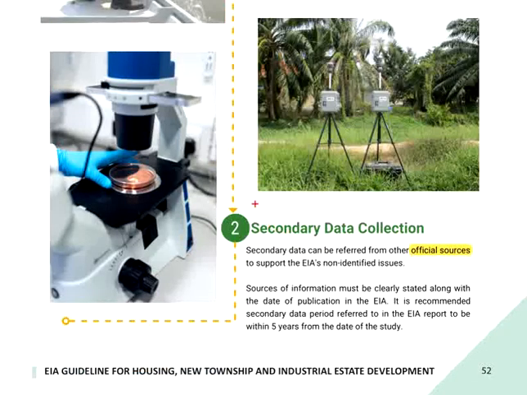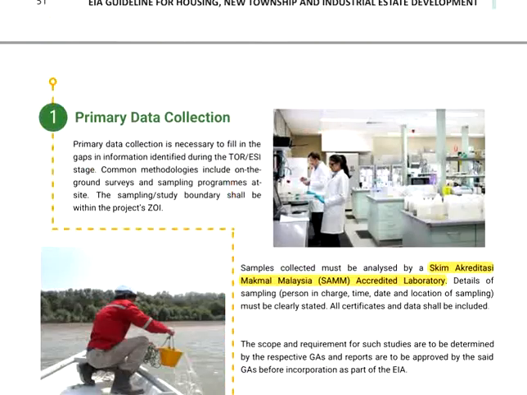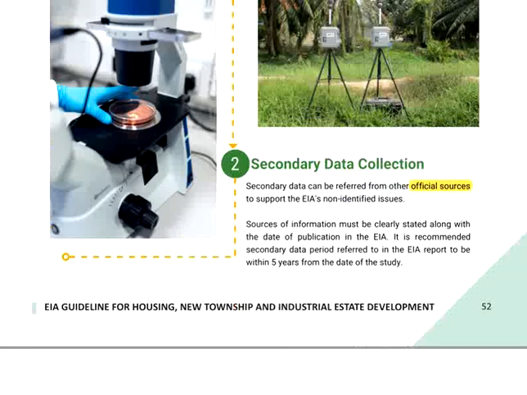Another source of data will be the secondary data. This represents any data or information other than those collected directly from the site or from the zone of impact. Now, when we talk about the secondary data, we will also need to ensure the reliability of the data. Therefore, the data will have to come from official sources, and the source of information must be clearly stated along with the date of publication. It is recommended that the secondary data be within 5 years from the date of the study. They may be concerned about outdated information, which may undermine the credibility of the EIA report.